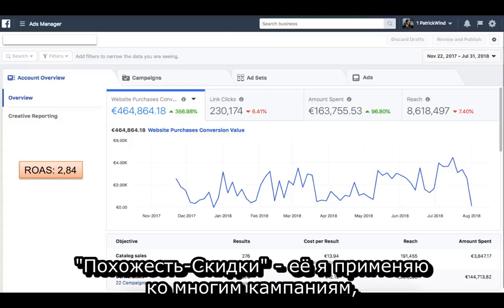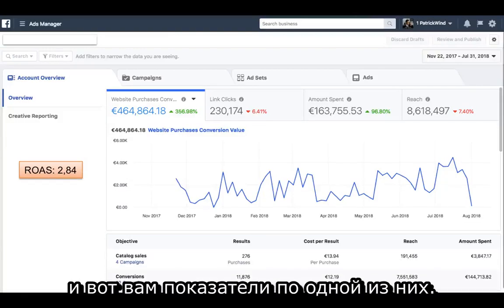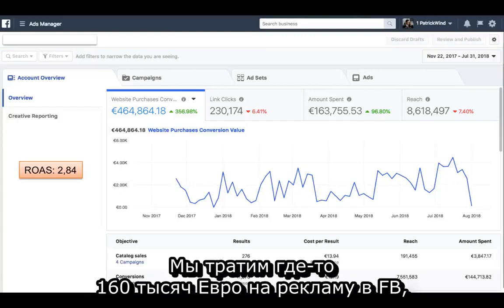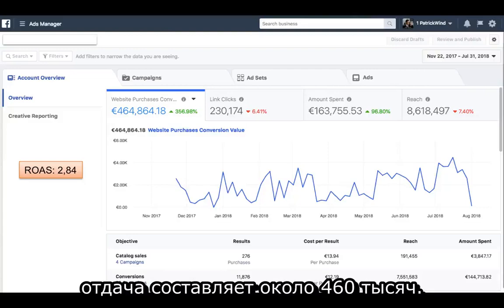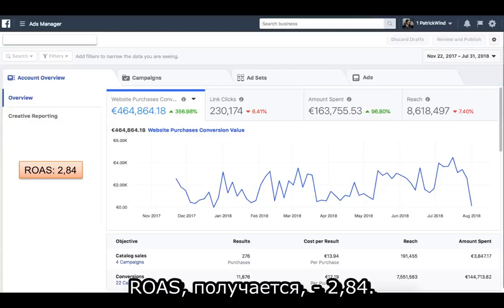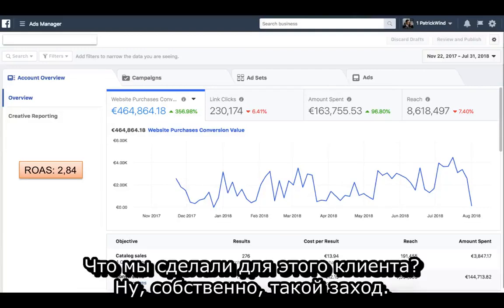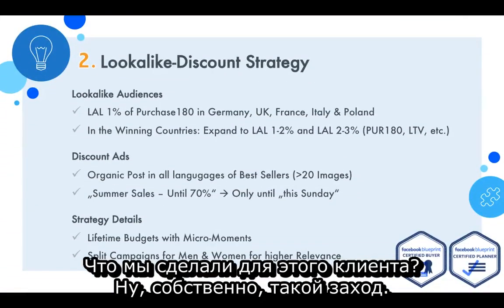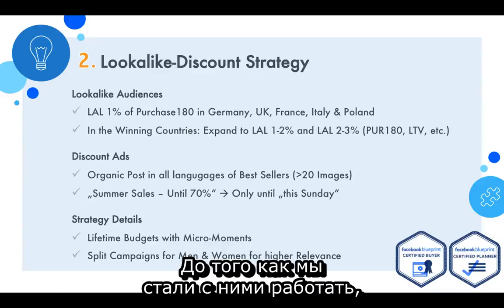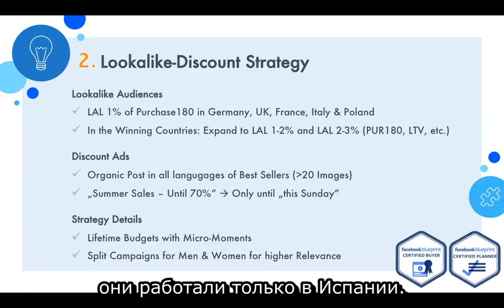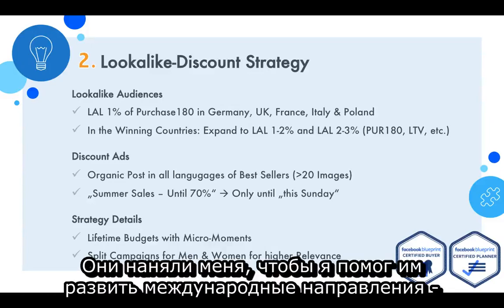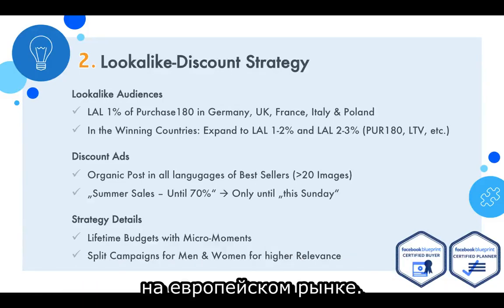The lookalike discount strategy is a strategy that I apply to many companies, and these are the numbers of one of them. They spent around 160,000 euros on Facebook ads, made 460,000 in return, so a ROAS of 2.84. And what we did with this client is basically this approach. They only sold in Spain before we started working together, and they wanted me to help them to scale internationally, so to enter the European market.